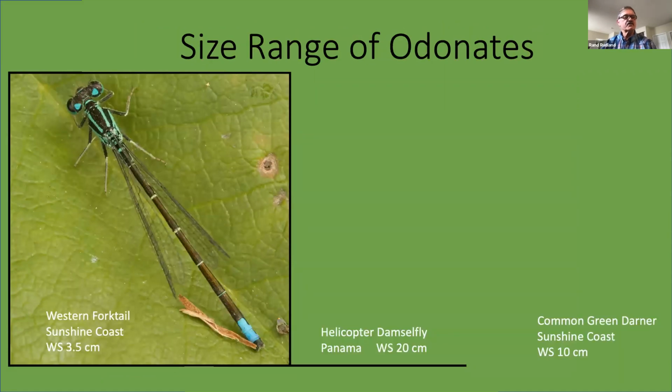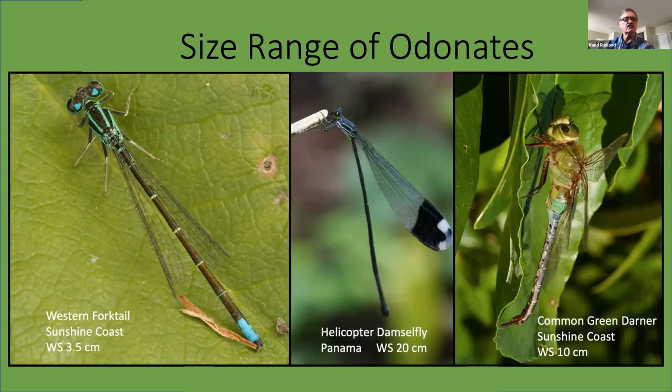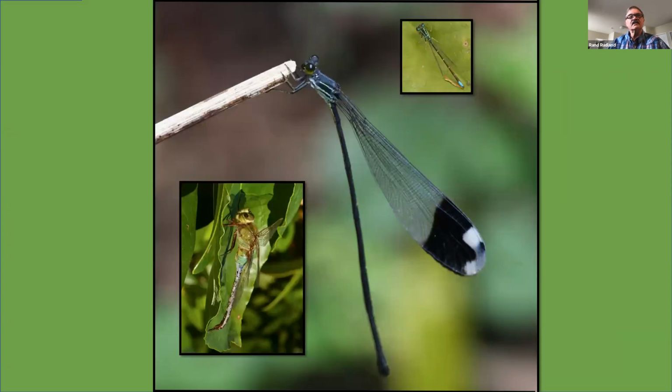Not too different in their colorations, but the combinations of characteristics make them quite different. And then the size range is most impressive, because if you look at our smallest species of damselflies, the forktail, it's 3.5 centimeters, and our largest dragonfly is 10 centimeters. And then if you go to Panama, you'll see the helicopter damselfly if you go into the forests. And just to give you an idea, there are the relative sizes of these three species. So it's interesting that the largest of the three is a damselfly, even though our damselflies are quite small.